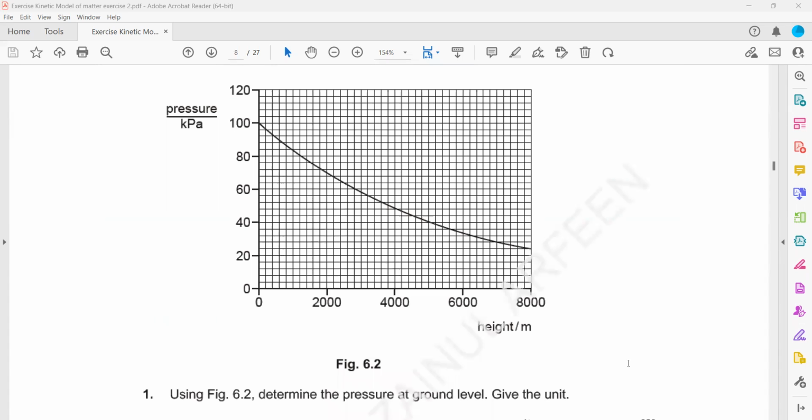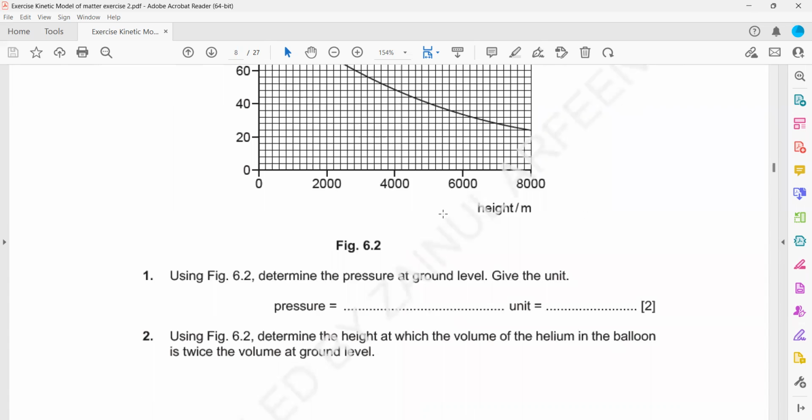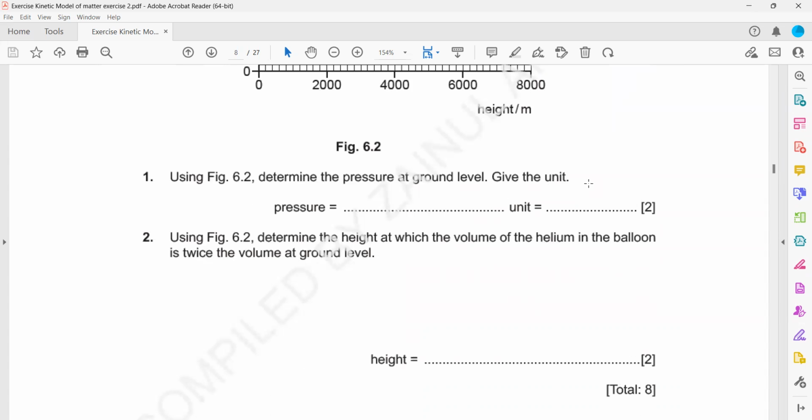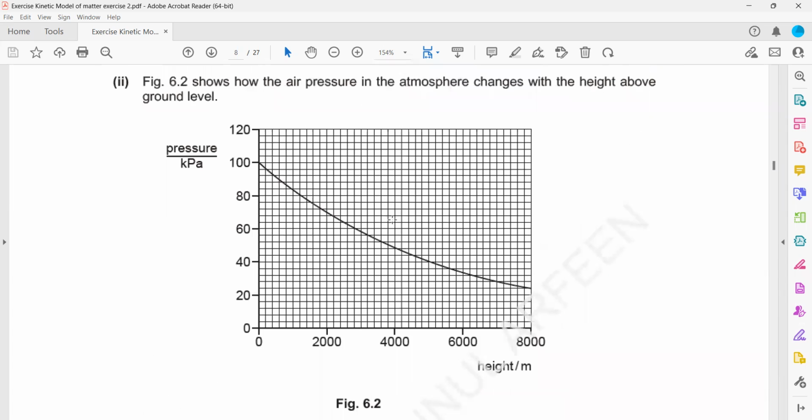The next is page 8, 9b2. In 9b2, use the figure to determine the height at which the volume of the helium balloon is twice the volume on the ground. So this was there at the ground. We released the balloon from the ground, so this height was 0. So this is at the ground.